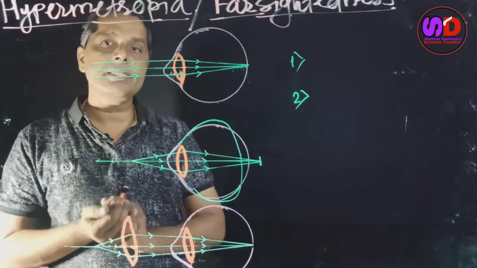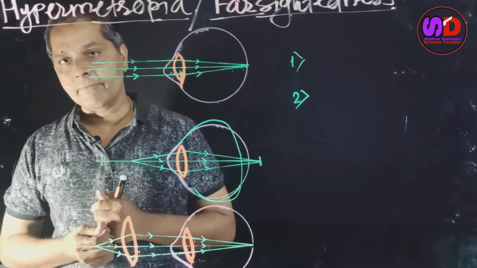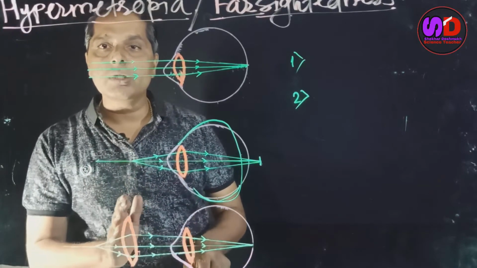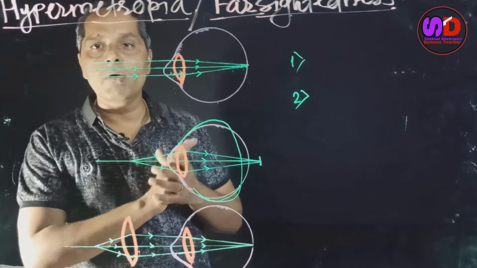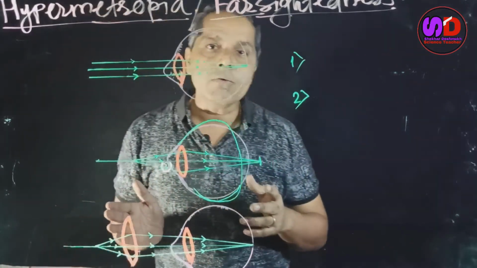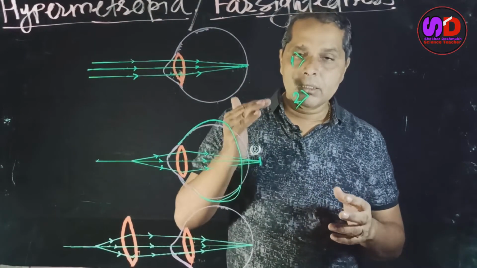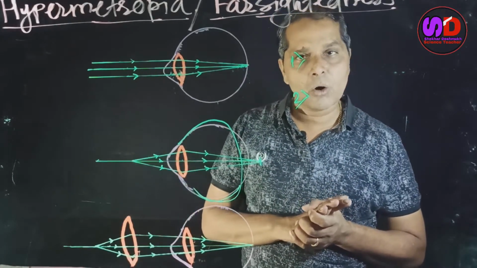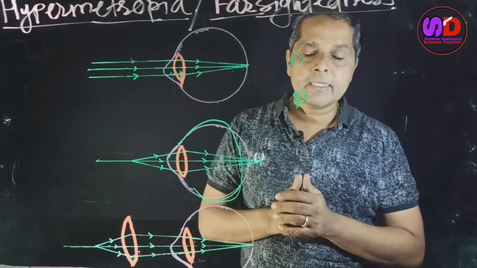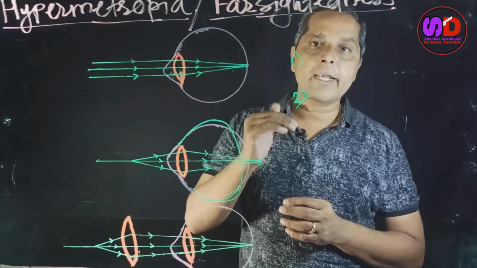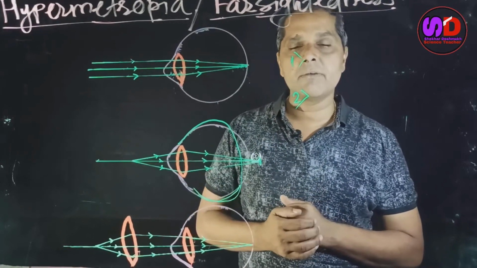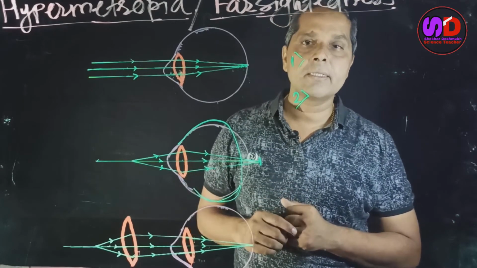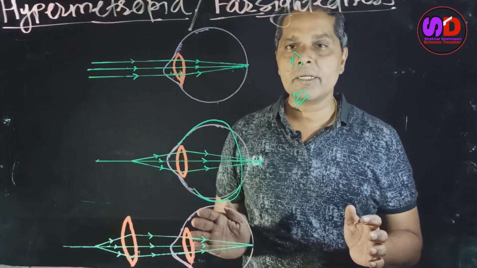So how is this defect cured? How is it corrected? We know that the defect is due to the less converging power of the lens. So if we converge the light rays before they fall on the eye lens, how? By using a converging lens. That means we can cure this defect by using a convex lens of appropriate power.